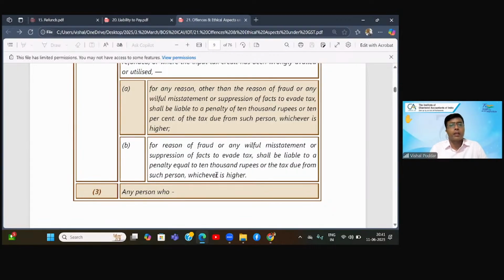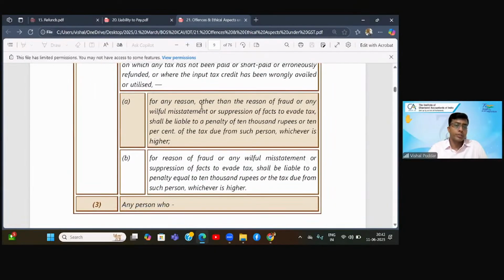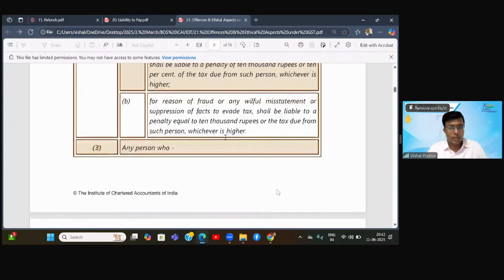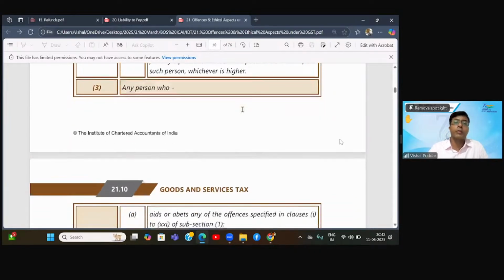So what is the offense in this particular type? Short payment of tax, non-payment of tax, or wrong ITC is done by a registered person. If it is done without a fraudulent intention, means if it is done by mistake, then penalty would be 10,000 or 10%, whichever is higher. Where it is done intentionally, that is with the intention of fraud, penalty is 10,000 or the full amount of tax, whichever is higher.